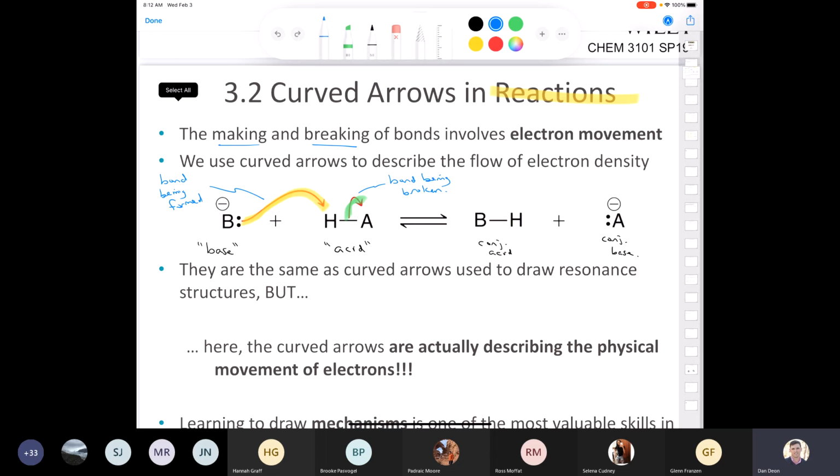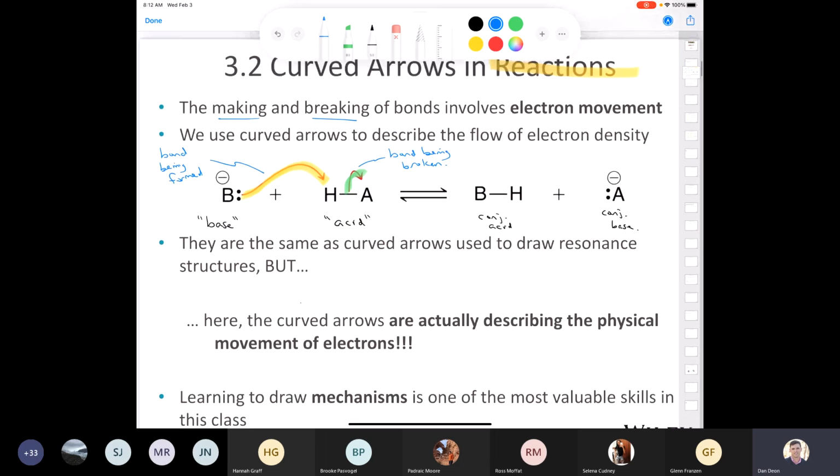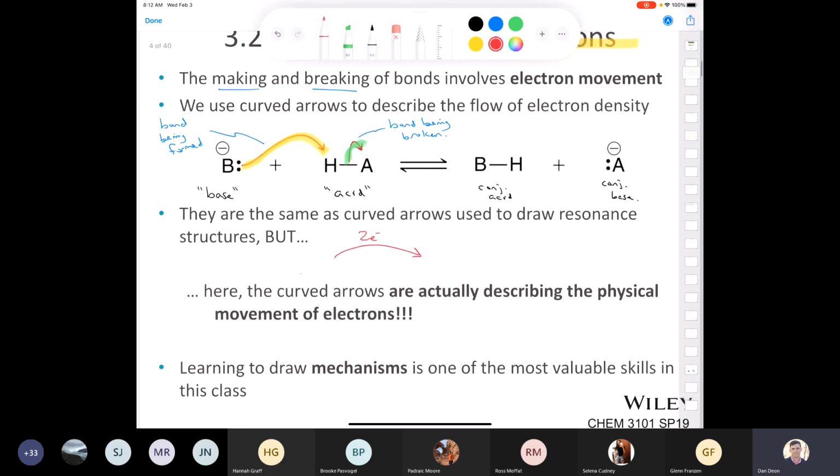Now, just to add more detail to what I just told you, they're the same kind of curved arrows that we used in resonance structures. I told you that whenever you see an arrow with a double head, it just represents the flow of 2 electrons. We use the same curved arrows for resonance structures. However, this is actually showing the physical movement of electrons, and we call this a reaction mechanism.